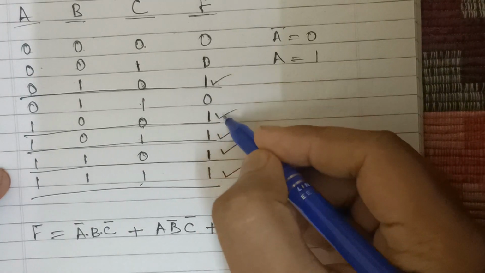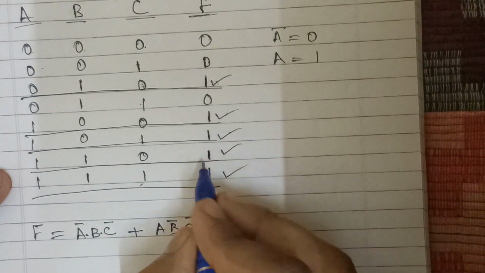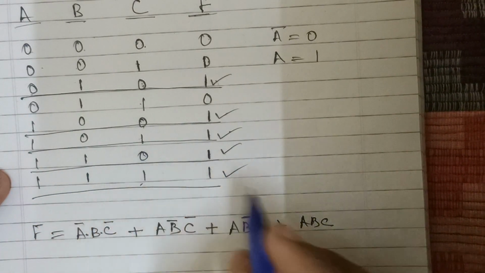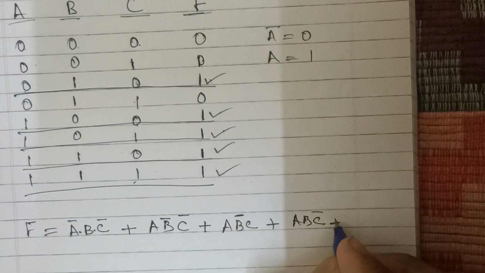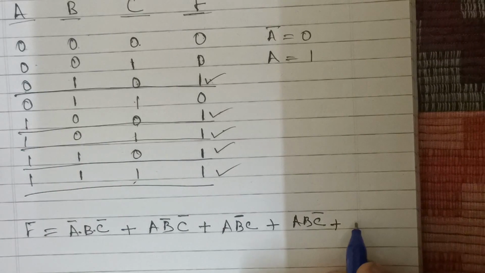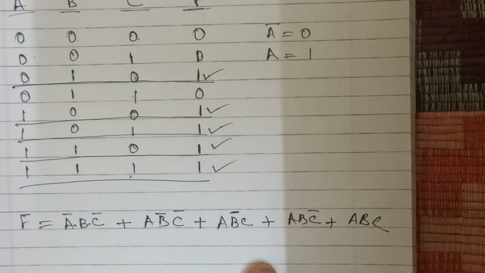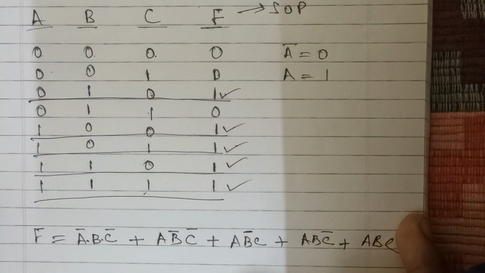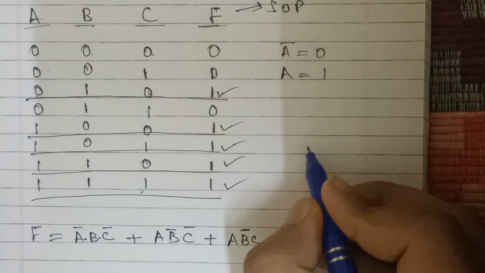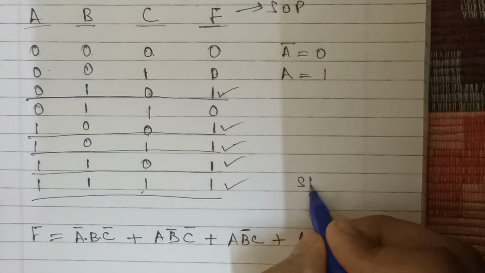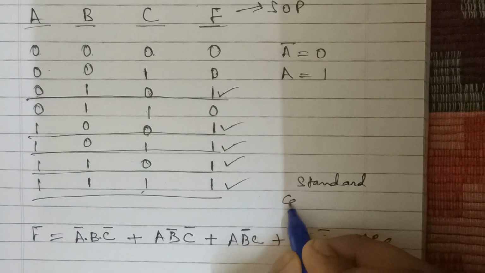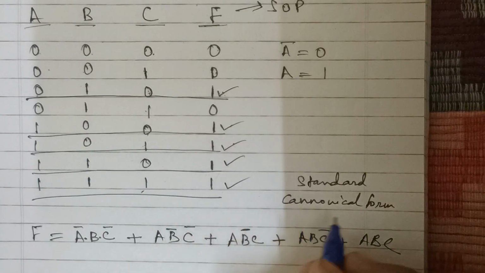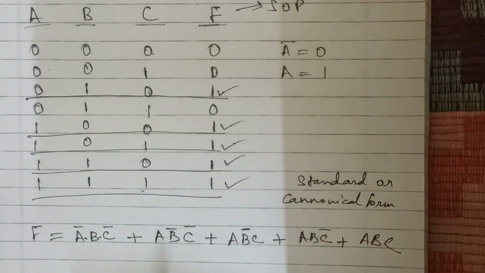So we are done with three terms and last two terms. So A B C, C is C complement, plus in the last step A B C, there are no zeros. This way we express the table form into a function form. This is called the standard or canonical form.